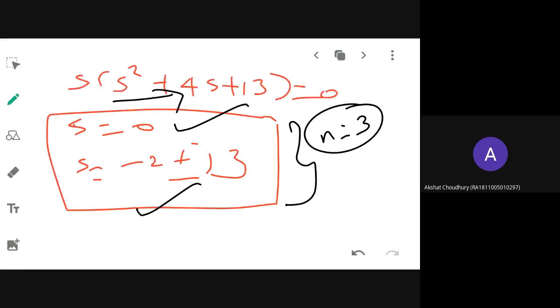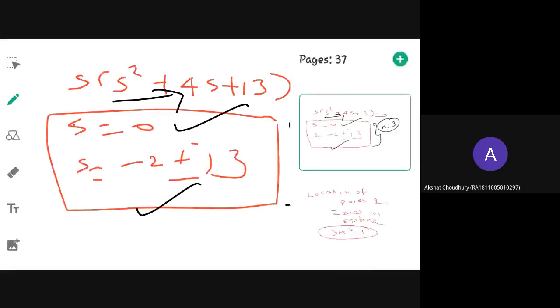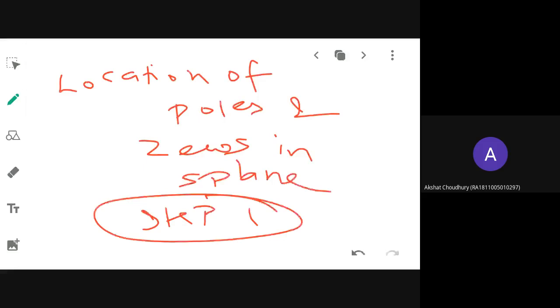Before that you need to know how many root locus branches there will be, how many will terminate at a finite zero, and how many at an infinite zero. I have already told you this procedure. Those who missed the class, I am repeating it for their sake. The first step is location of poles and zeros in your S-plane.